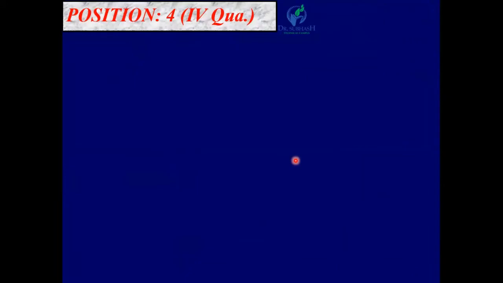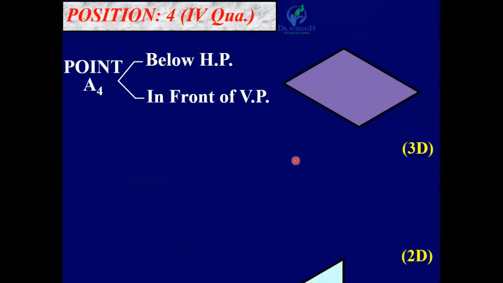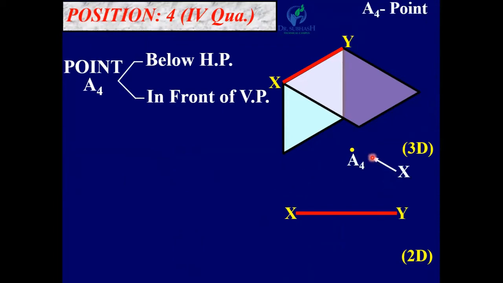Position 4, fourth quadrant. That means below HP in front of VP. Fourth quadrant, XY line, and point A4 is here. Now looking from this x direction, its front view is A4 dash and it is below XY line. So draw the A4 dash below XY line.